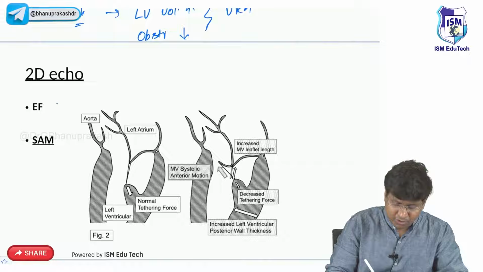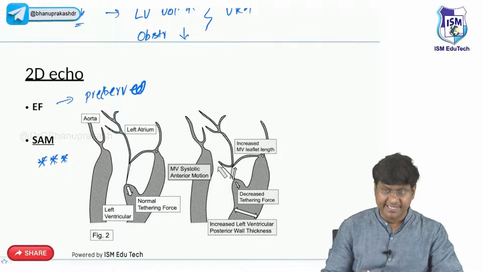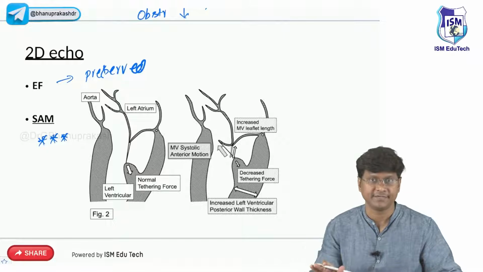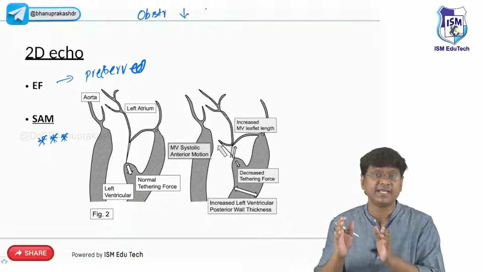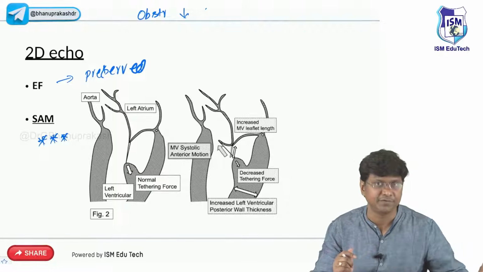So 2D echo will show you that the ejection fraction will be preserved. And one of the very, very important findings is SAM. What is SAM? It is systolic anterior motion of the mitral valve leaflet. That is what you will see in patients with hypertrophic cardiomyopathy.